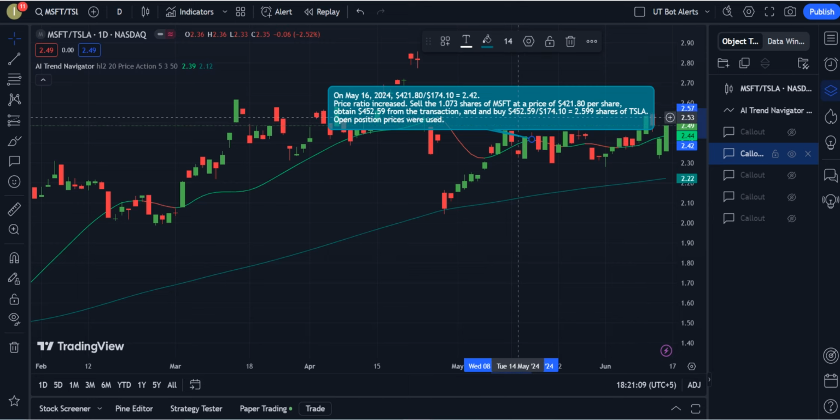So it's $452.59 divided by the price of Tesla stock, which is $174.10. This allows us to buy 2.599 shares of the Tesla stock.